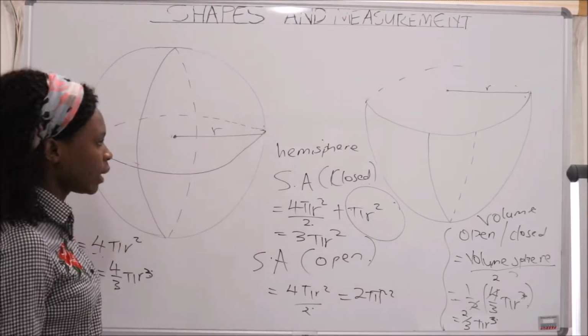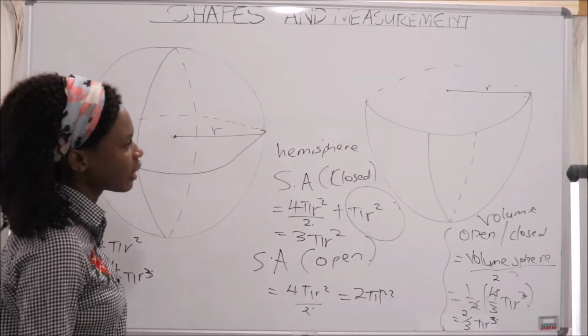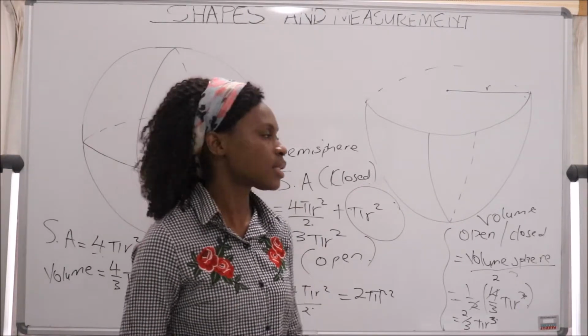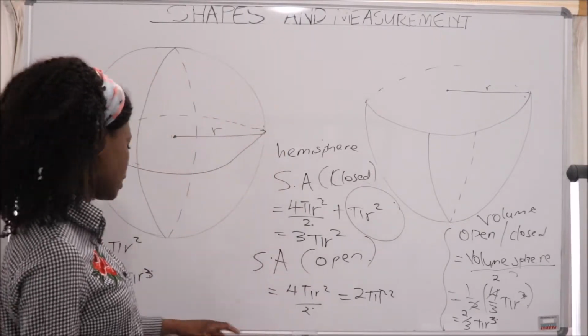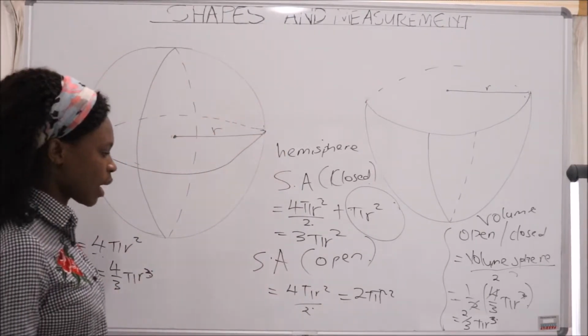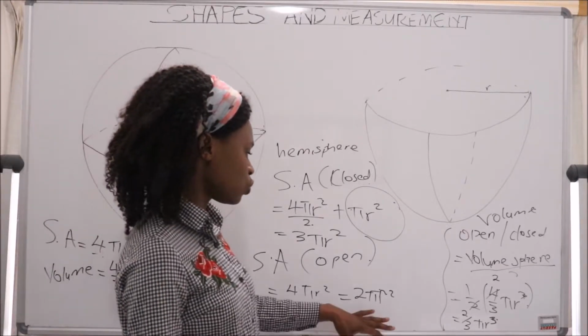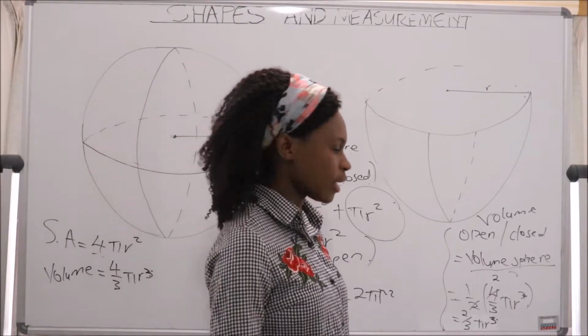And then when it's open, that means that we won't be having any circle that closes it. Then that's where it's just the sphere divided by 2. It's 4 pi r squared divided by 2, which will be 2 pi r squared.